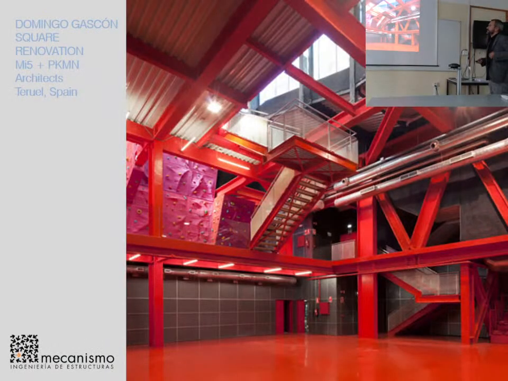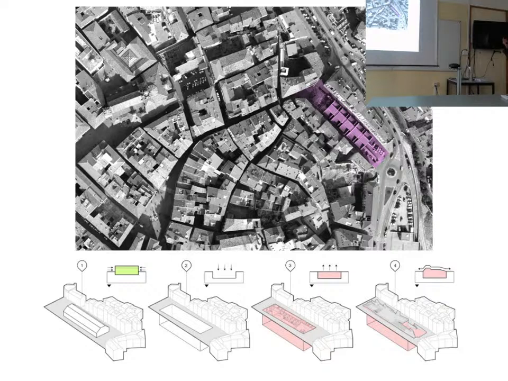Sorry, the first one is the renovation of a square in Teruel in Spain. This was an international architectural competition, and this is the old part of the old city of Teruel. And here it was an old market. The idea was to demolish this market and to build a new building with mixed, very different uses.